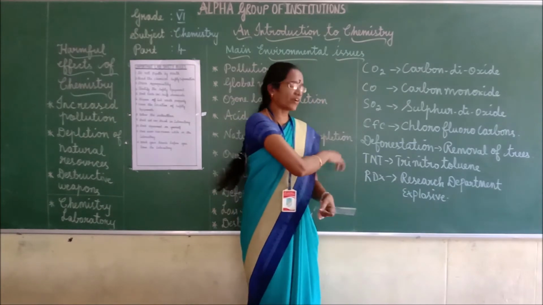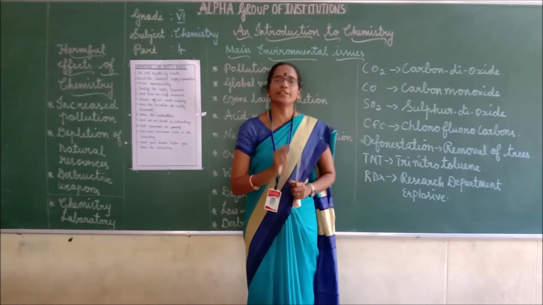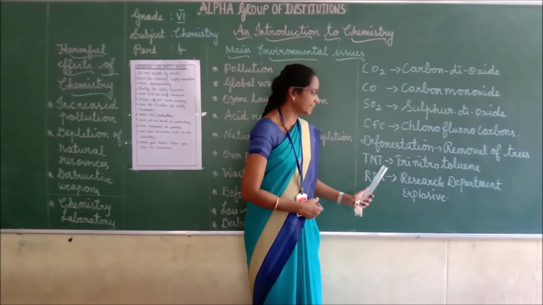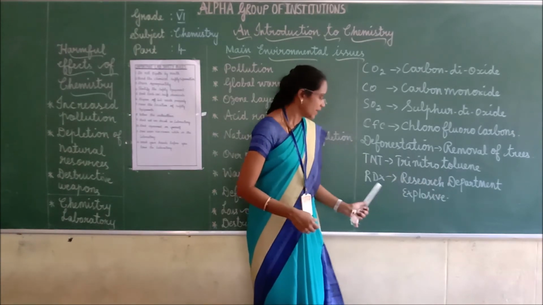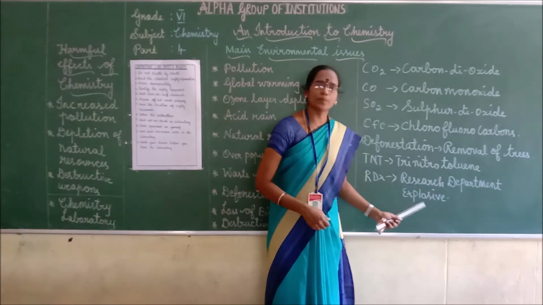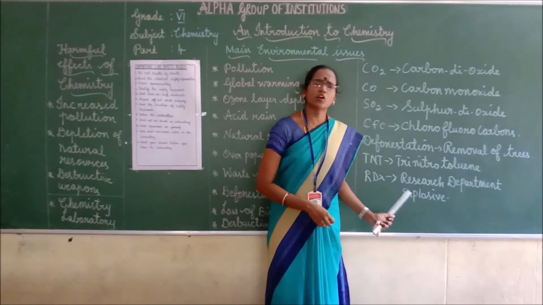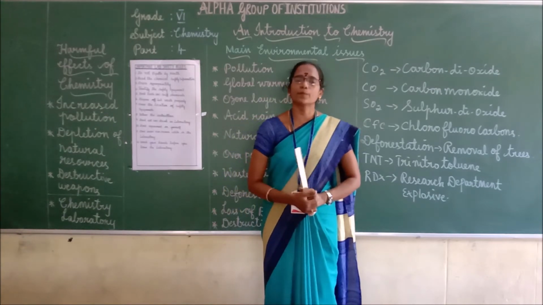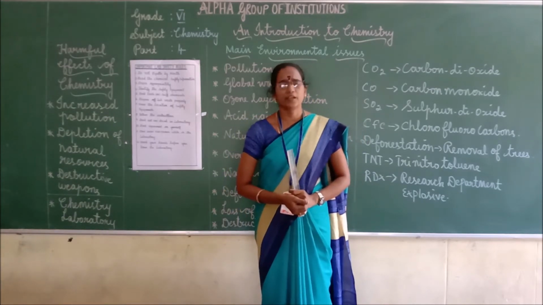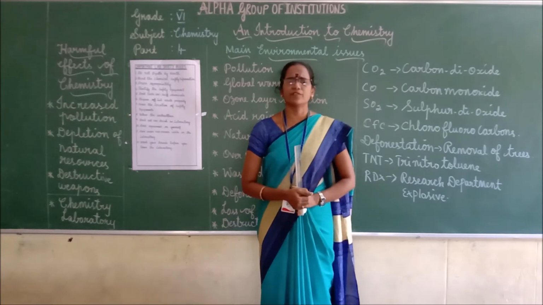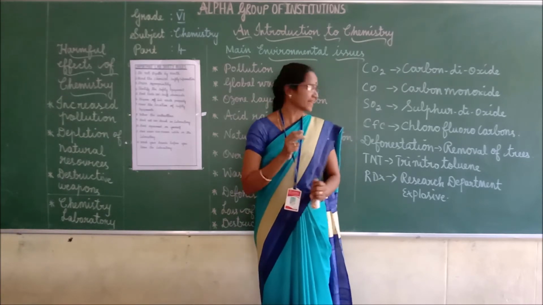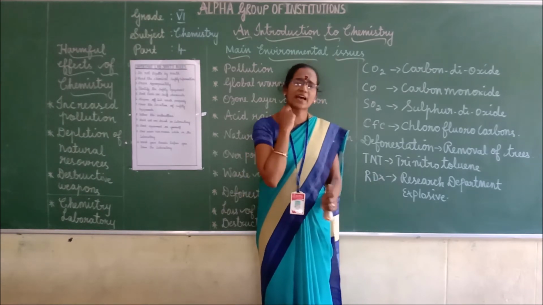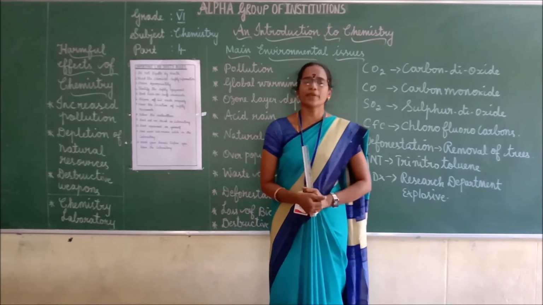Chemistry finds use in the development of explosives such as TNT and RDX. TNT means trinitrotoluene and RDX is Research Department Explosive, and also other weapons such as the atomic bomb and hydrogen bomb. These explosives and weapons, that is TNT and RDX explosives and weapons such as the hydrogen bomb, atomic bomb, etc.